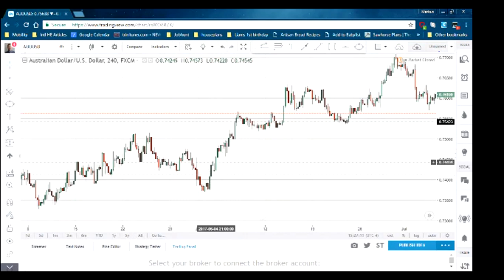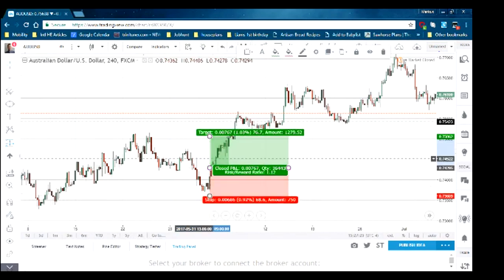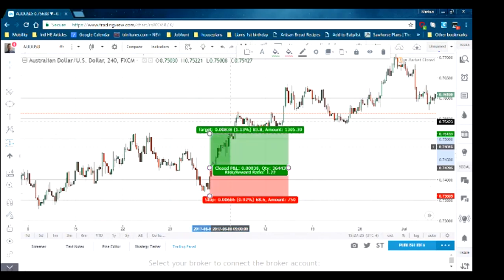So again, I would just place a buy stop a couple pips above, and make my first target, possibly, depending. Let's see what the risk would be in this case. Yeah, so that's something that I could take, for instance. That would not be a bad setup.